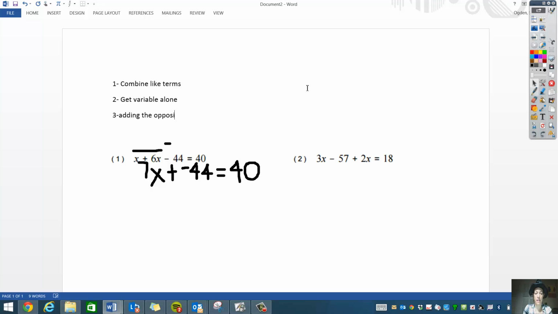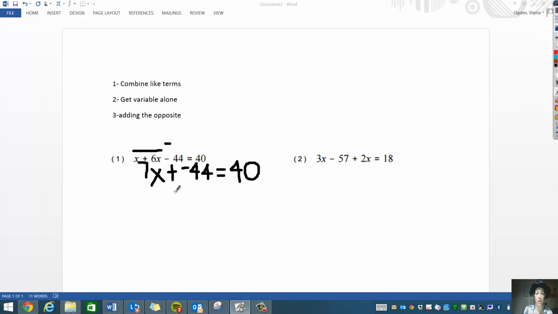What that looks like is adding the opposite to get rid of whatever you need to get rid of. In this case, we need to get rid of negative 44. So I am going to add positive 44 to both sides. What's the opposite of negative 44? Positive 44. It's like 44 zombies and 44 giants. Negative 44 plus positive 44 is 0.